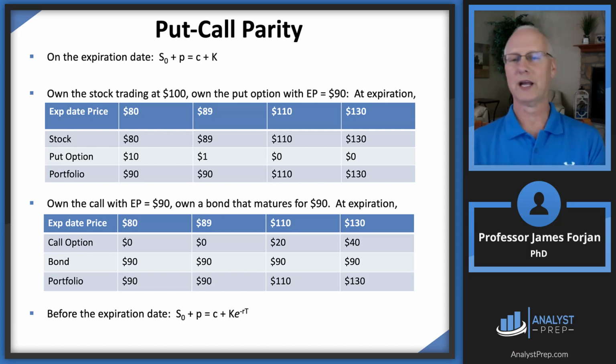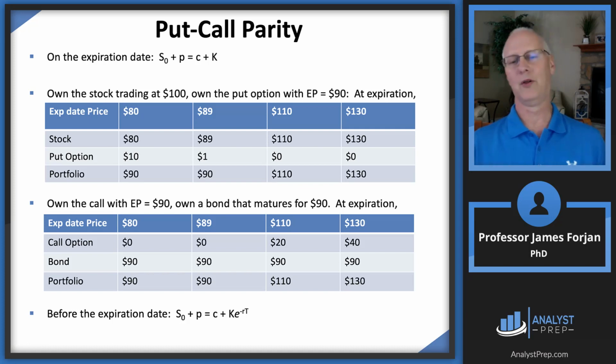But now, here's where it gets a little bit more interesting. What happens if the stock price is 110 or 130? Well, now the bond is still going to be worth 90, right? The bond is always going to be worth 90, but now we have the right to buy at 90 when the stock is trading at 110. That has an intrinsic value of $20, right? So you take the 20 and you add the 90, you get the 110. When the stock is trading at 130, you take the 40, add it to the 90, and you get the 130. All right?